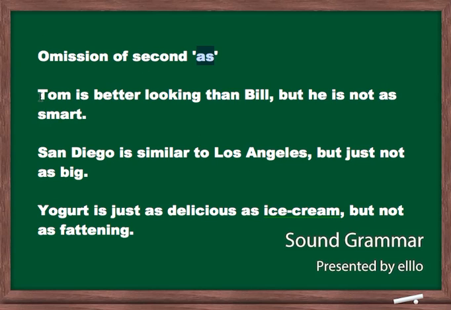Now, for example, Tom is better looking than Bill, but he is not as smart. So notice we don't say "as Bill," right? Because we already said Bill one time. So if we already know what's being compared, we sometimes only use one "as." So for example, here we have San Diego is similar to Los Angeles, but just not as big. So we don't say "as Los Angeles" because we already mentioned it here. We already said it one time.